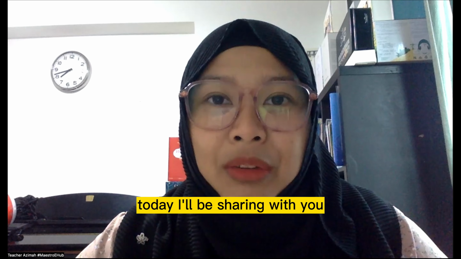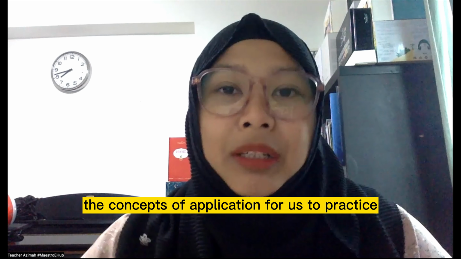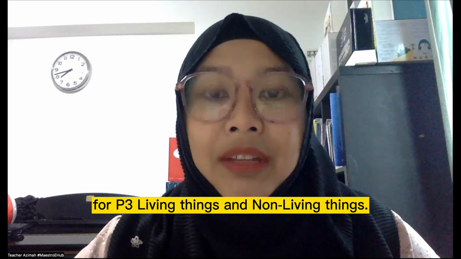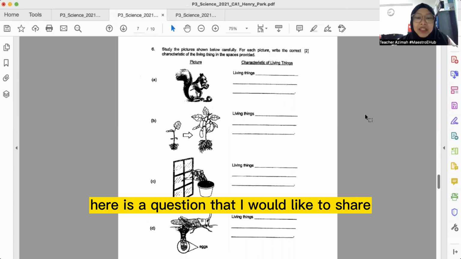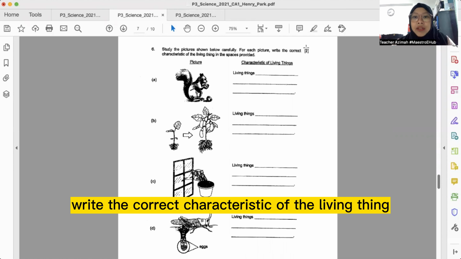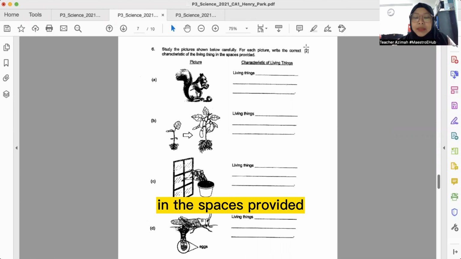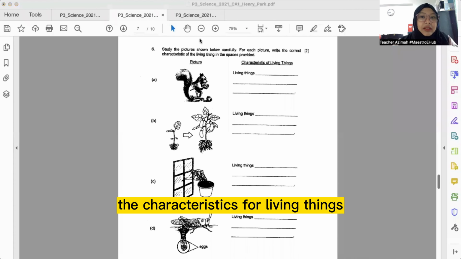I'll be sharing with you the concepts of application for us to practice for P3 living things and non-living things. Here is the question that I would like to share. Study the pictures shown below carefully. For each picture, write the correct characteristic of the living thing in the spaces provided. So before we do the question, let us do a revision, the characteristics for living things.